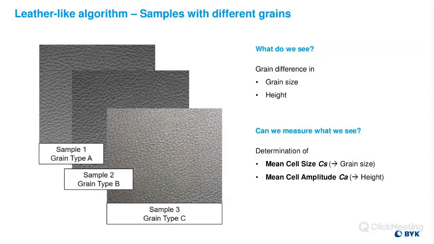So in order to evaluate the surface, we'll need to quantify those things. And we do that by measuring the mean cell size, the CS value, and the mean cell amplitude, the CA value.